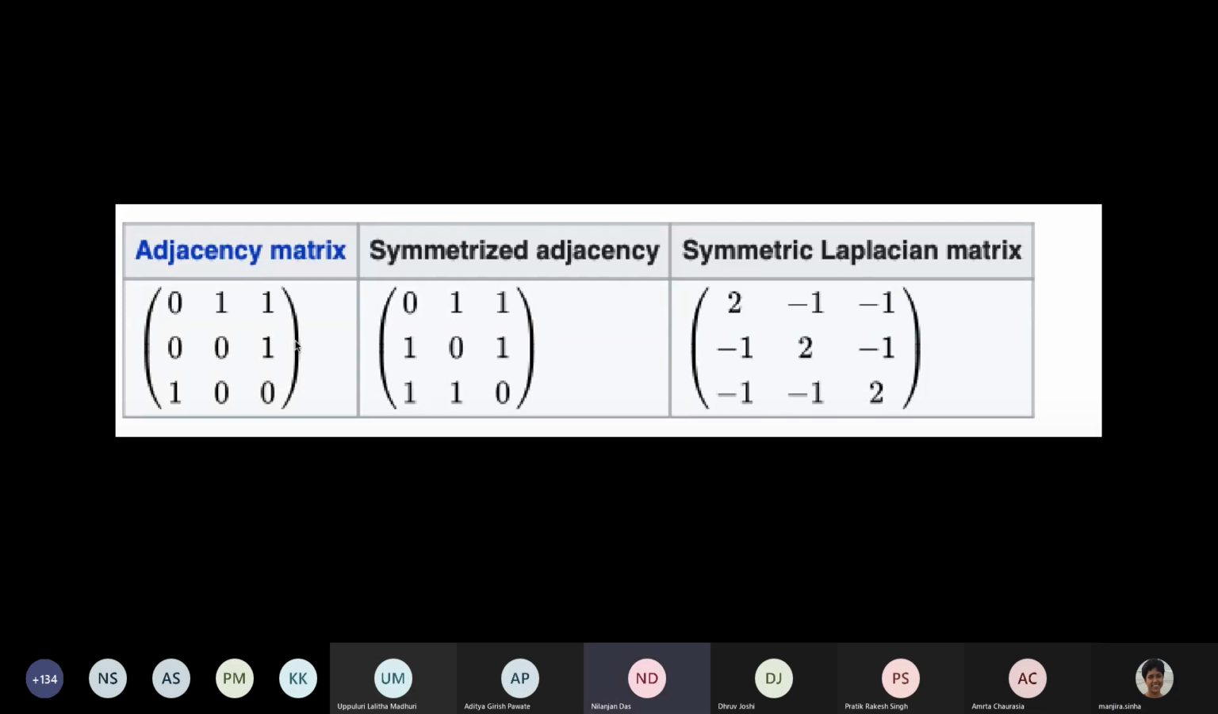Ma'am, this symmetricized adjacency matrix is actually the adjacency matrix of the corresponding undirected graph. Yes, I'm saying that this symmetricized adjacency matrix is the same as the adjacency matrix of the corresponding undirected graph. You can assume that if there is an undirected version of the graph, the symmetricized matrix will be the adjacency matrix of the graph.